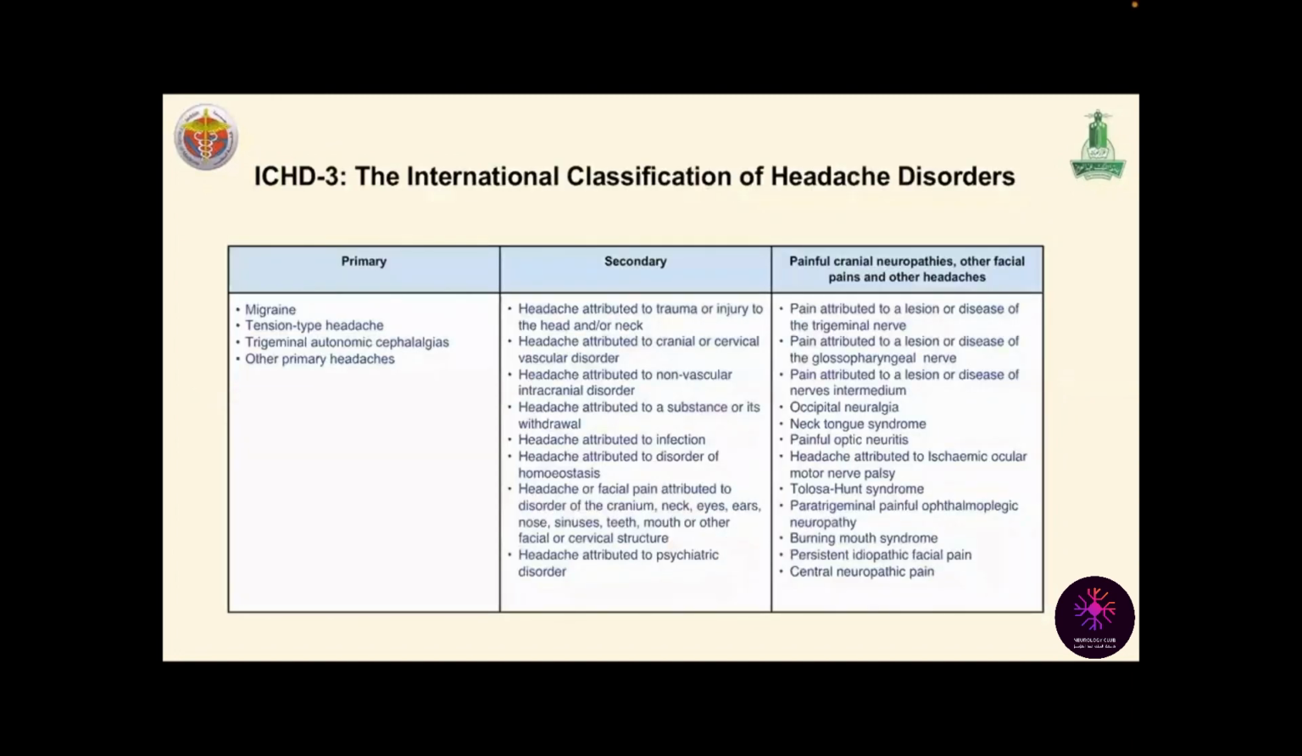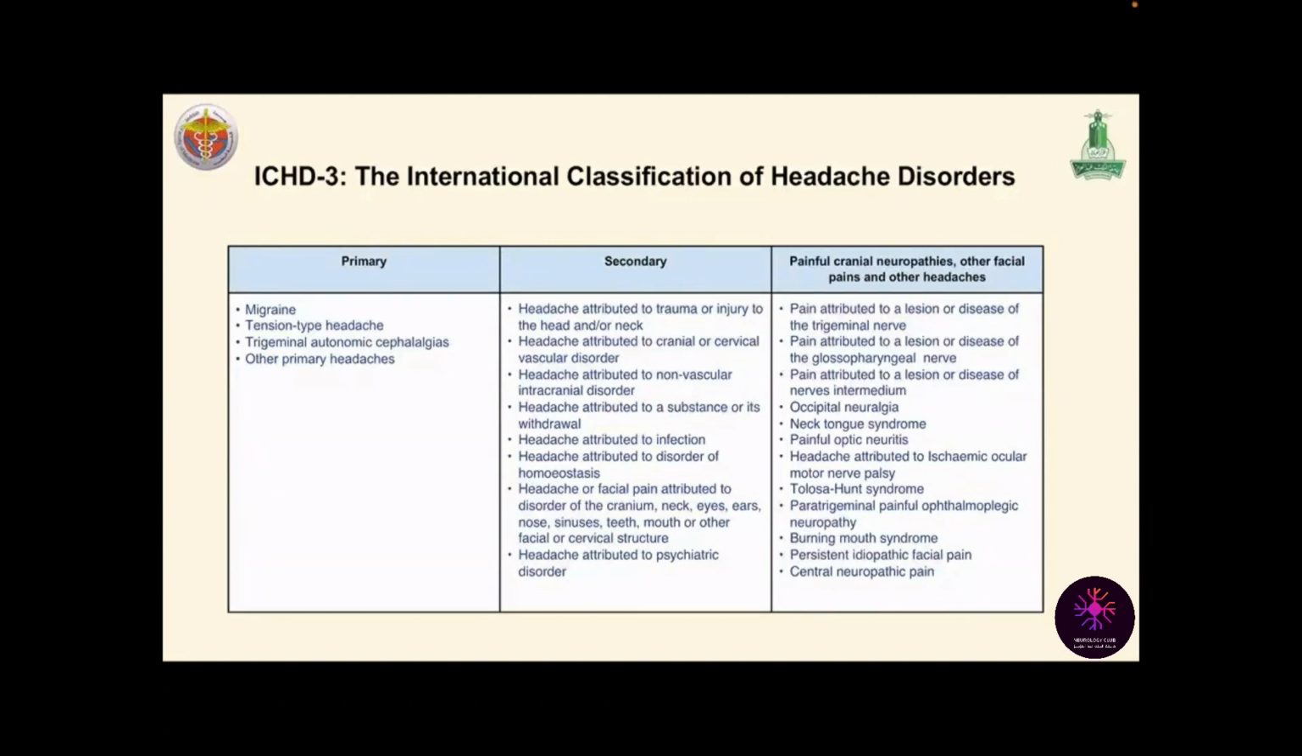So moving on to the classification, here we have the International Classification of Headache Disorders. They mainly divide headaches into three major categories with sub and sub-subdivisions. So we're not going to go thoroughly through this, but we mainly have the primary, secondary, and finally painful cranial neuropathies and other facial pains and other headaches.